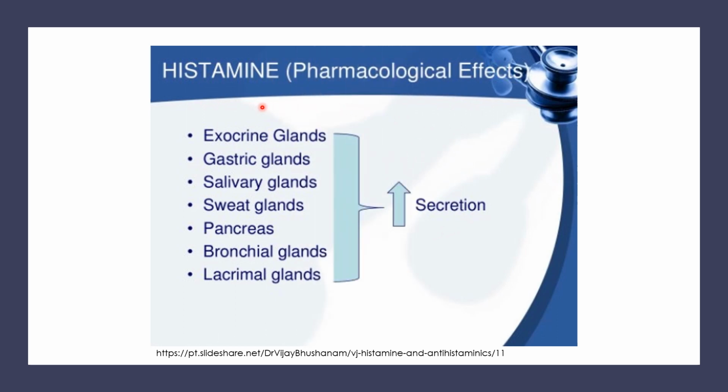For the summary of the pharmacological effects of histamine on the glandular tissue, particularly on the exocrine tissues or the exocrine glands, these glands are generally stimulated to increase their secretion.